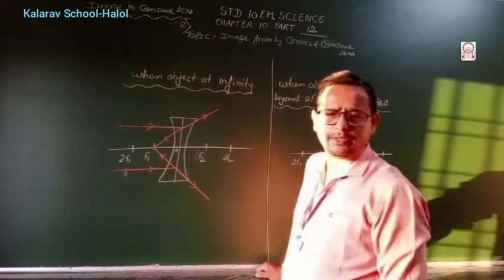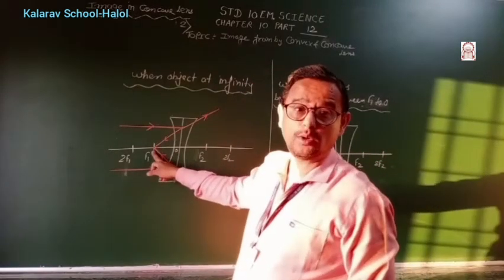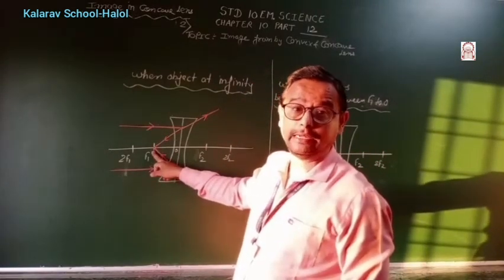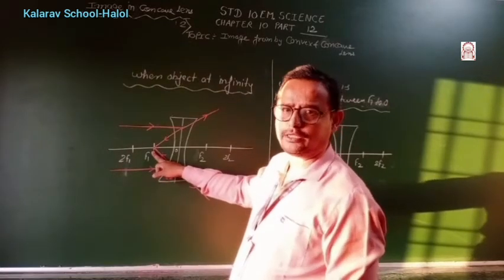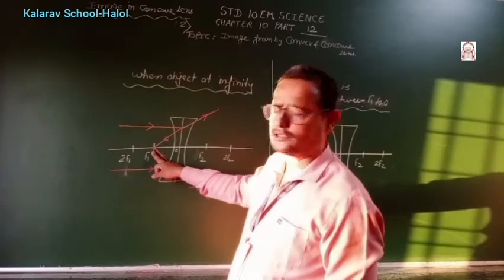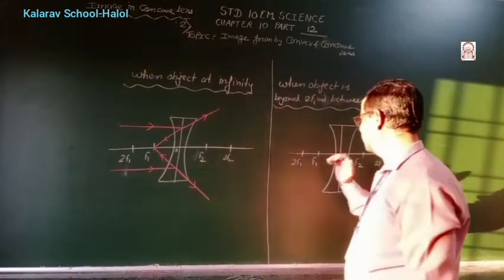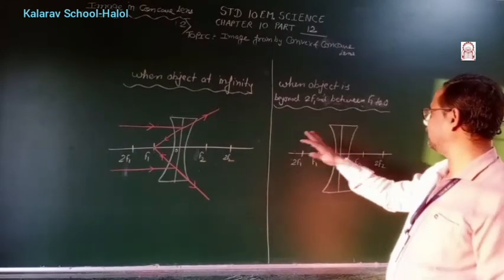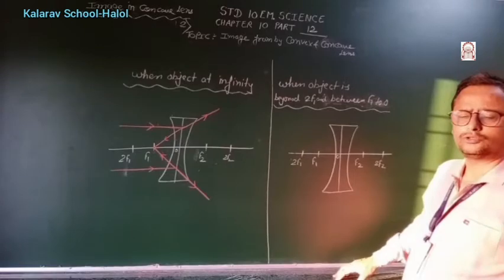And how will the image be? This image will be virtual, आभासी होगी, and erect, सीधी होगी, and smaller than the object. Object से एकदम छोटी होगी, point size में होगी. Is it clear? And now next one, if the object is anywhere, यहाँ पे कहीं पे भी अगर object होगा तो same situation.